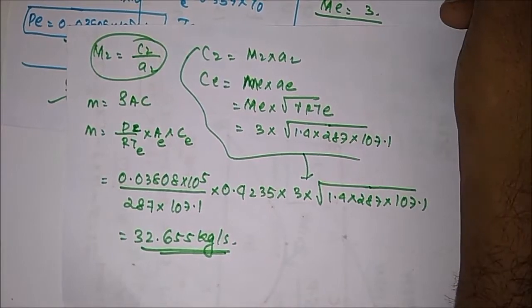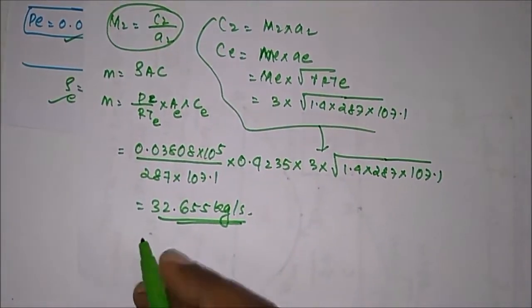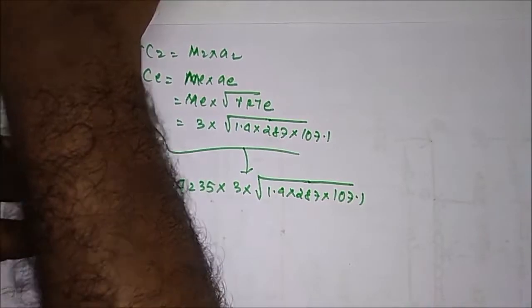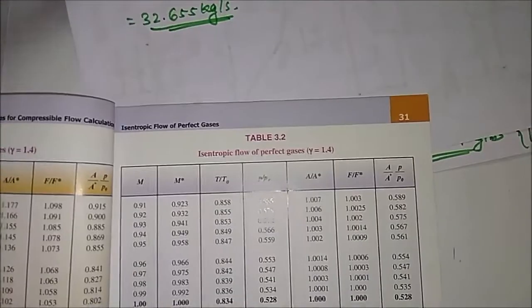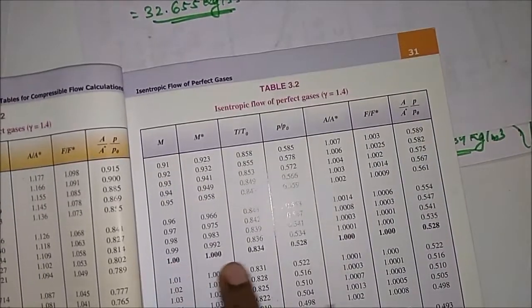Similarly, we can find out the values at the throat section. At the throat section, we know that Mach number is equal to 1.